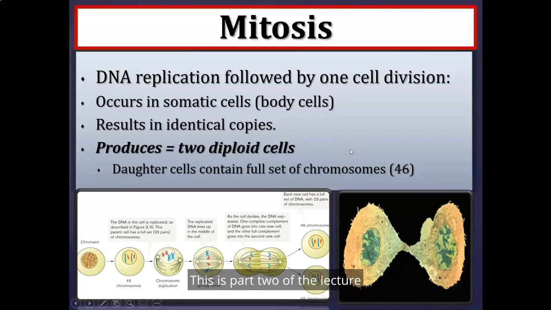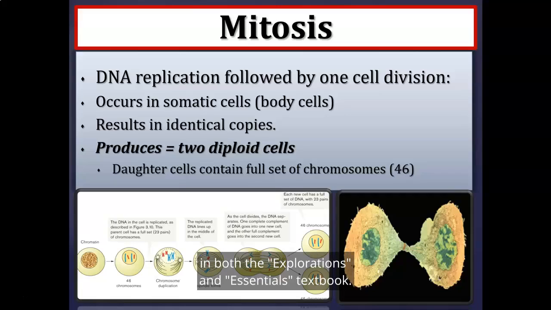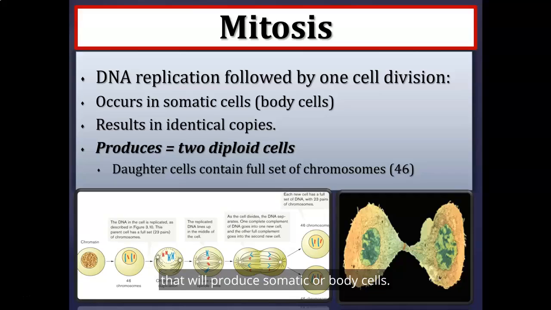All right, this is part 2 of the lecture on the basics of DNA and cell division. This will correlate with chapter 3 in both the Explorations and Essentials textbook. Mitosis is a type of cell division that will produce somatic or body cells.